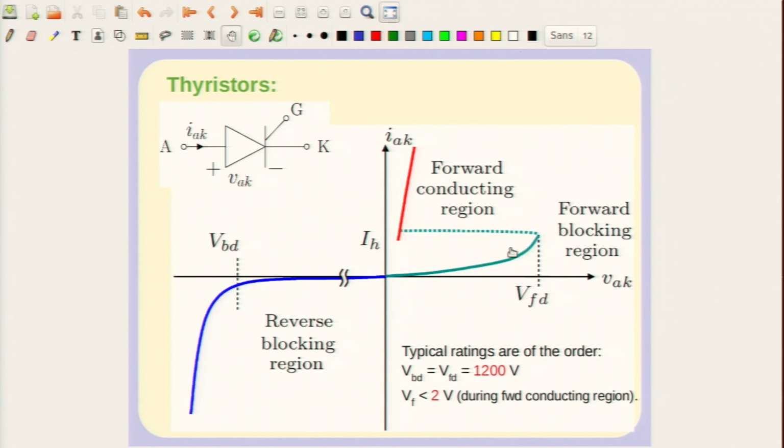So, typically the forward blocking voltage VFD can be quite large, and the reverse breakdown blocking region voltage, VBD, is also quite large. But in case the thyristor conducts, then the forward voltage is like a diode. So, the behavior is almost like a diode, as long as you give the gate signal.